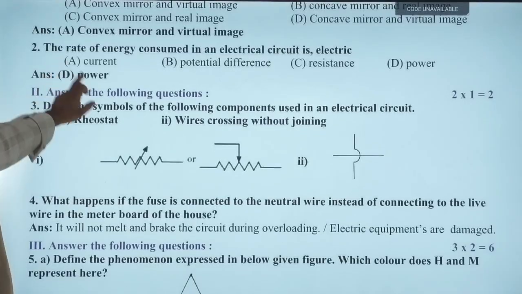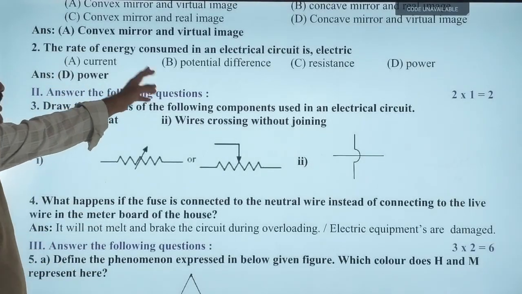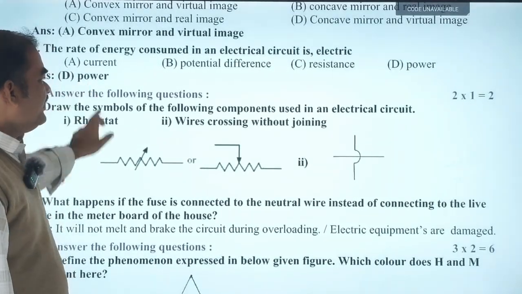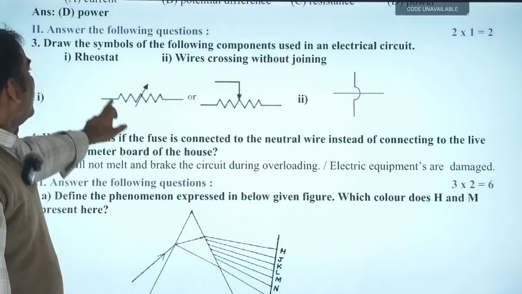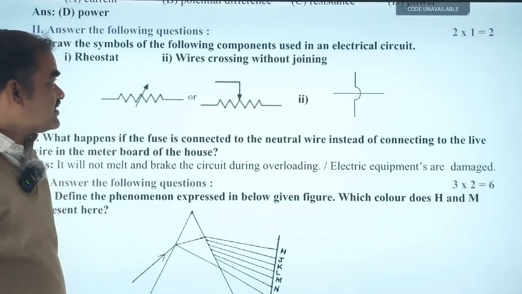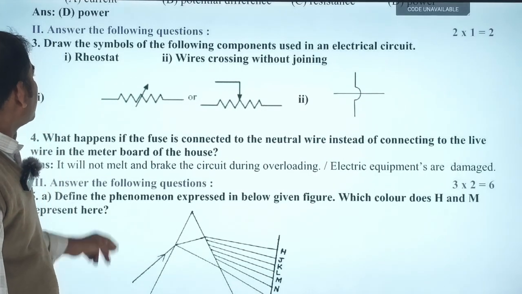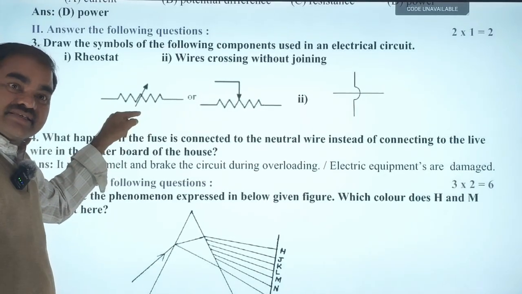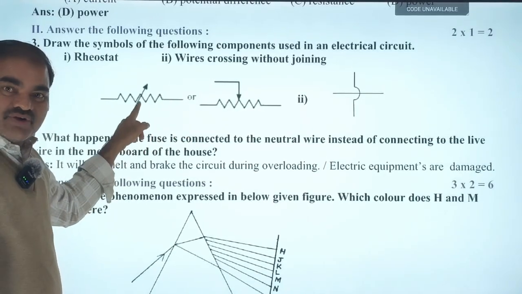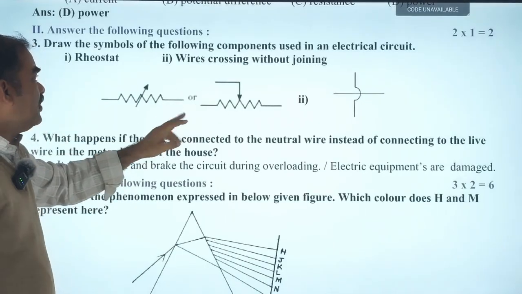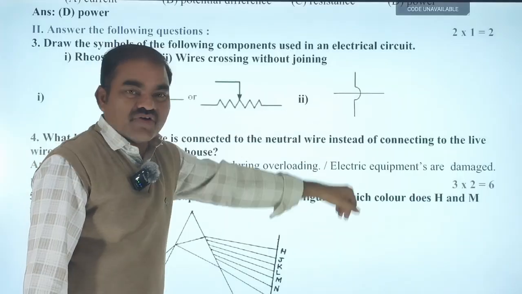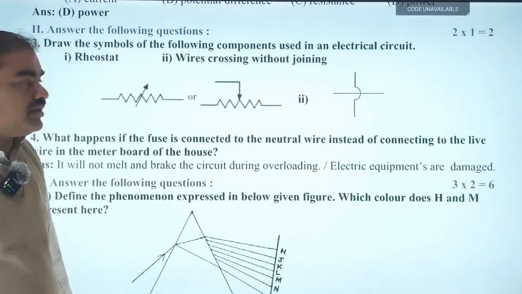Second question: the rate of energy consumed in an electric circuit is what we call power. Next question: draw the symbols of the following components of an electrical circuit. First one, rheostat. This is the variable rheostat; both are the same, so you can draw this or this. And wires crossing without joining; this is the symbol of wire crossing without joining.